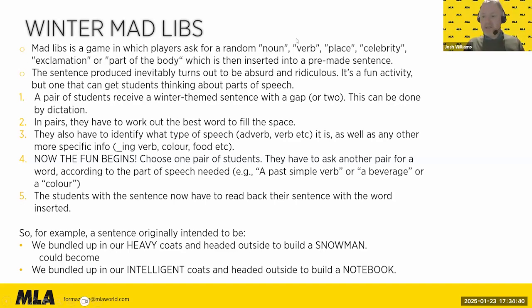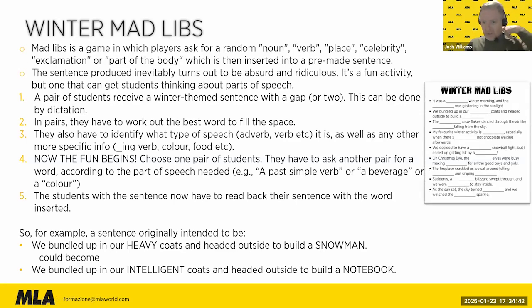So the sentences become a little bit crazy. You've got some sentences there. So it was a winter morning, and the blank was glistening in the sunlight. Again, I would imagine the first one's an adjective, and the second one's a noun. It needs to be a singular noun as well because it was. So adjective, they might say tall, and a noun, they might say telephone. So it was a tall winter morning, and the telephone was glistening in the sunlight.